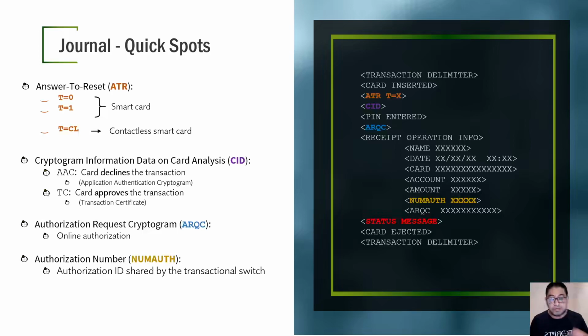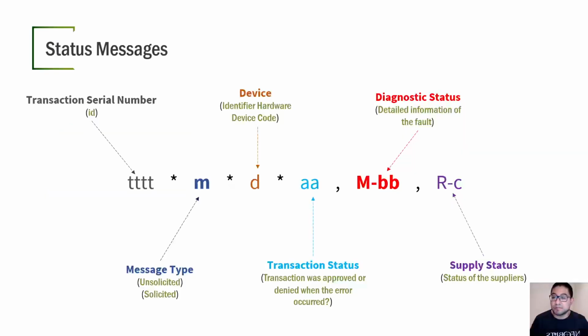We'll ask for the online authorization, and then we will have the receipt information: the name, the date, the card, the account, the amount, the RQC, all of that information. But the important thing here will be the authorization number. The authorization number will be defined by the transactional switch and will be shared between the ATM and the transactional switch. And also we could have a status message if we have an error or something happens in the ATM. And then we have the message of the card rejected and the transaction will finish.